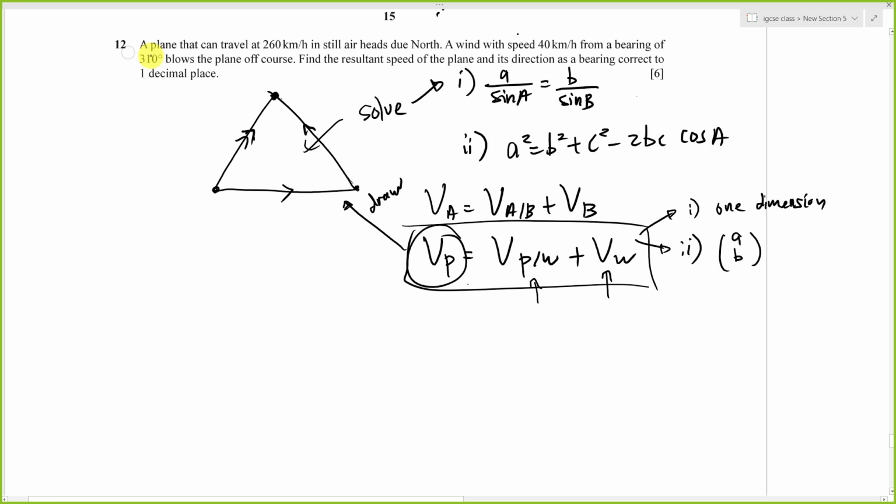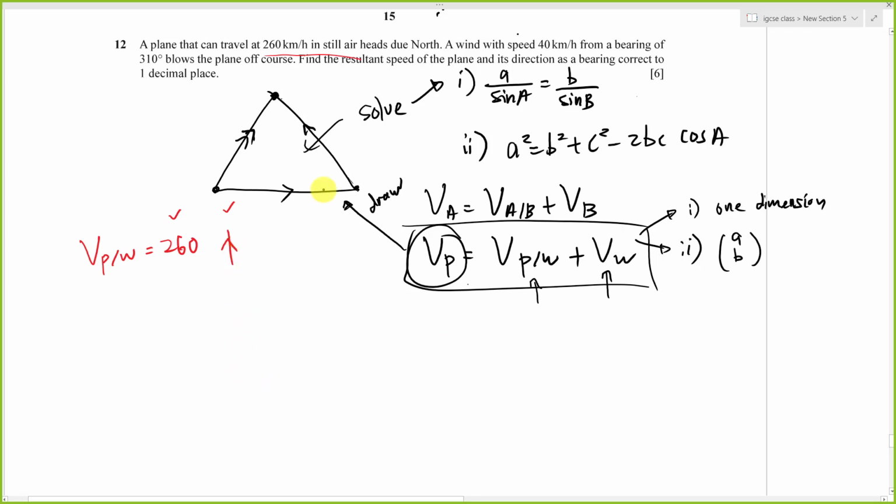Let's read this question first. A plane can travel at 260 km per hour in still air. So when travelling in still air, this 260 is my velocity of plane relative to wind, because in still air it is 260, and due north. Quite straightforward, but sometimes the question is trying to trap you. I draw out the direction also. Normally I will write the speed and draw out the direction because it's easier for me to draw later.